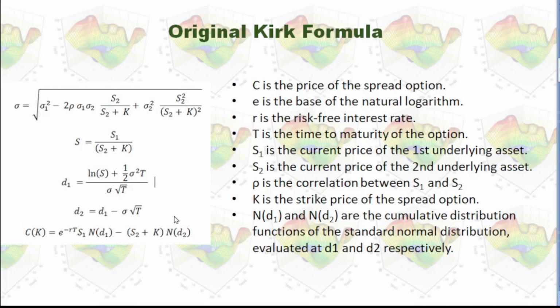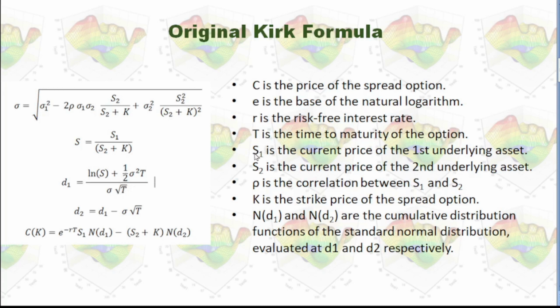This is the formula for the original Kirk formula. C is the price of the spread option. It depends on K, and K is the strike price of the spread option. R is the risk-free interest rate, and T is the time to maturity of the option.